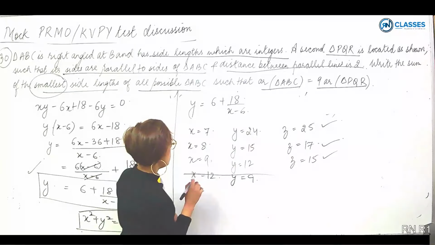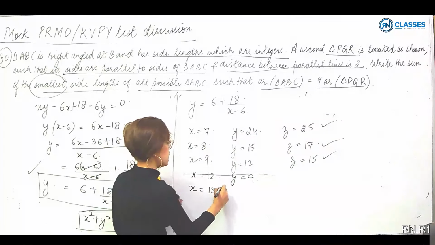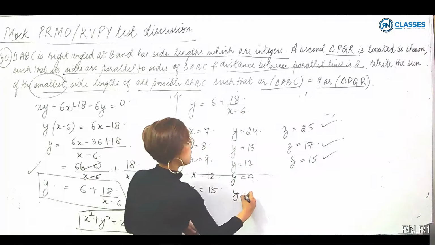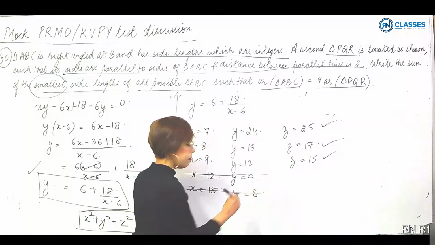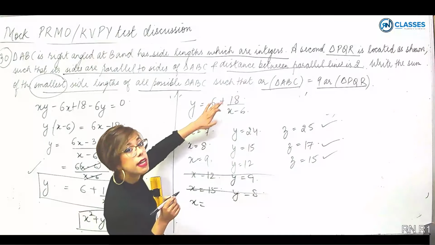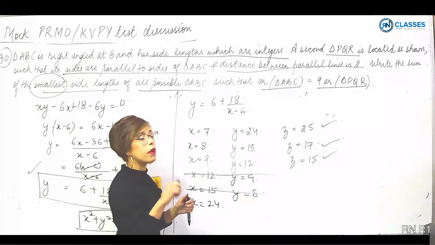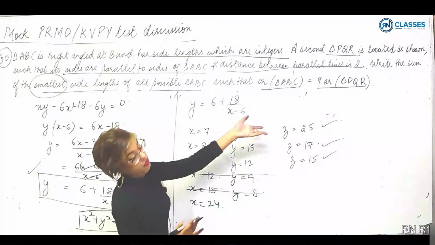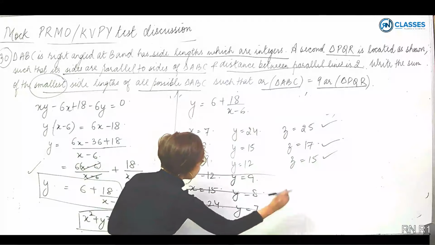Next I can put x as 13, 14. Can I put 15? 15 minus 6, 9. 18 by 9, that is 2. y will turn out to be 8. But 15, 8, 17, I have already written it, so I cannot take this one. I cannot put x as 16, 17, and so on, 20, 21. Maybe I can put x as 24. Cheating, really, but okay. Now if x is 24, this is 18, so 18 by 18, which is 1. Then y will turn out to be 7. 24, 7, 25, already written, I do not want this.